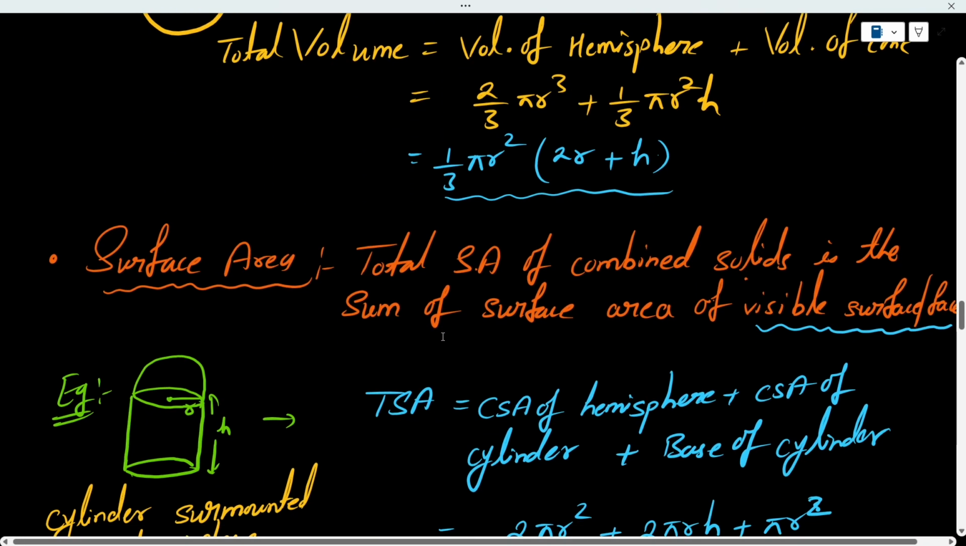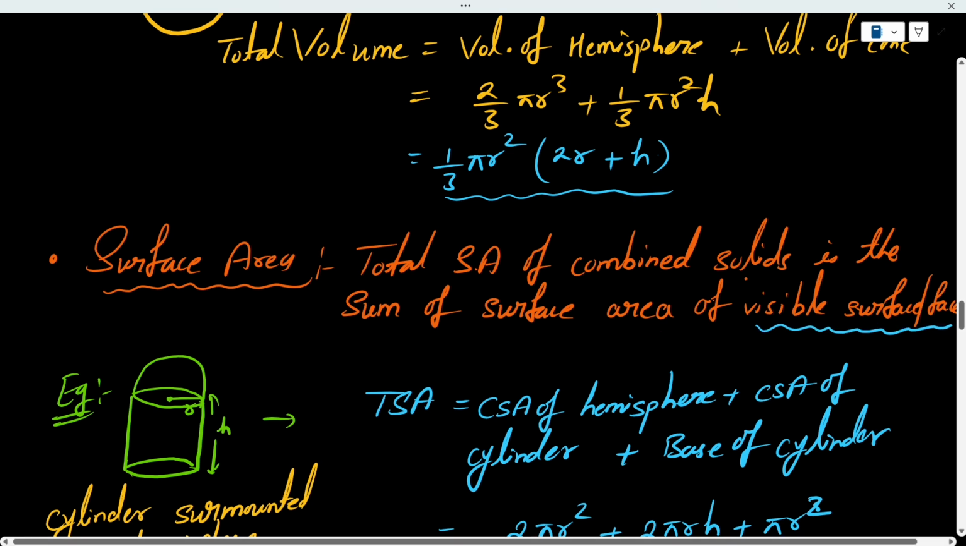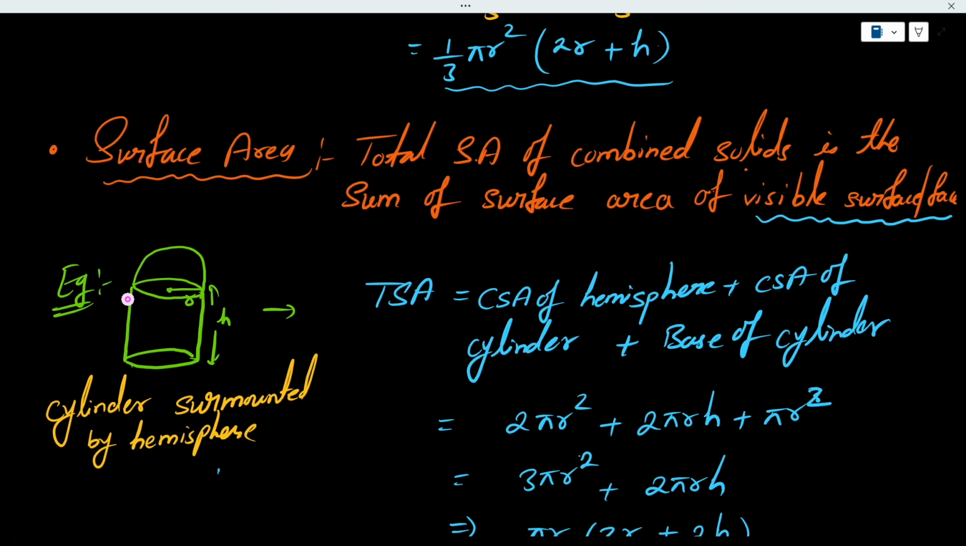Similarly here, but for the surface area you need to be more careful, because the total surface area of any combined solid is the sum of the surface area of the visible surfaces. Now here, if you see, this is again a cylinder surmounted by a hemisphere. What is the visible surface here? Curved surface area of the cylinder, then the bottom of the cylinder, and curved surface area of the hemisphere. So you can remember it like that: whichever place you can paint, right? Or you can stick paper. That surface is called the surface area of any combined solid.